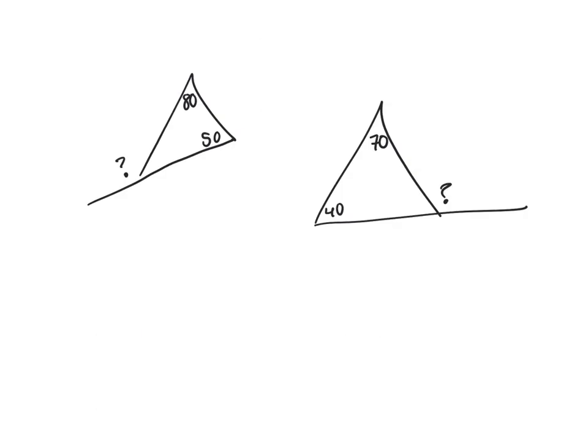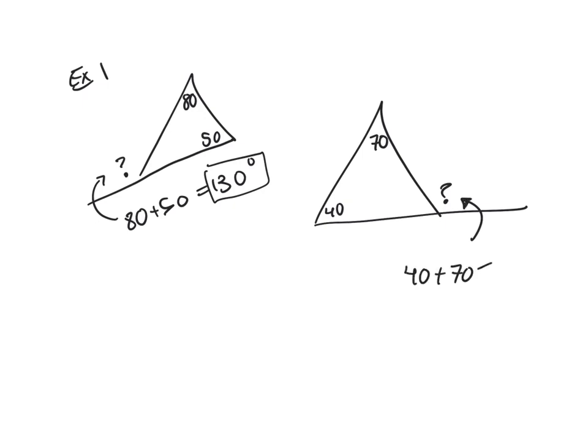And here's how we can use this shortcut to make our lives easier. In this first example, let's call this example 1, the remote interior angles are 80 and 50, which means our exterior angle is equal to the sum of 80 and 50. Our exterior angle will measure 130 degrees. What do you think about the next example? Well, in this case, our exterior angle will be equal to 40 plus 70. That's 110 degrees. Pretty nifty shortcut, huh? And it's all thanks to the exterior angle theorem.